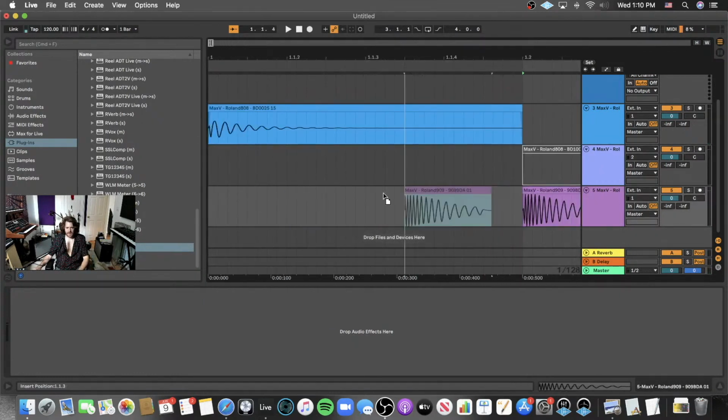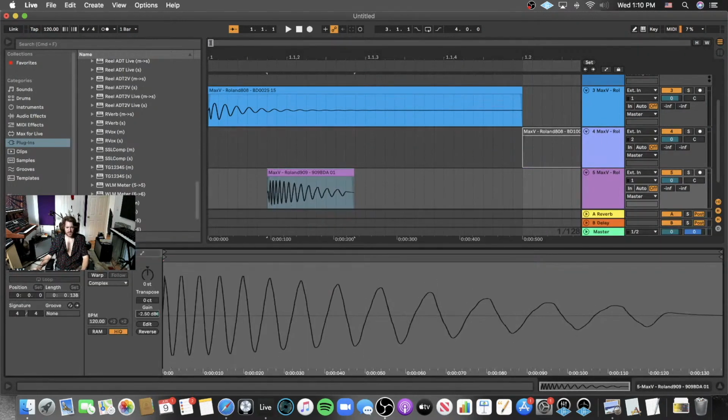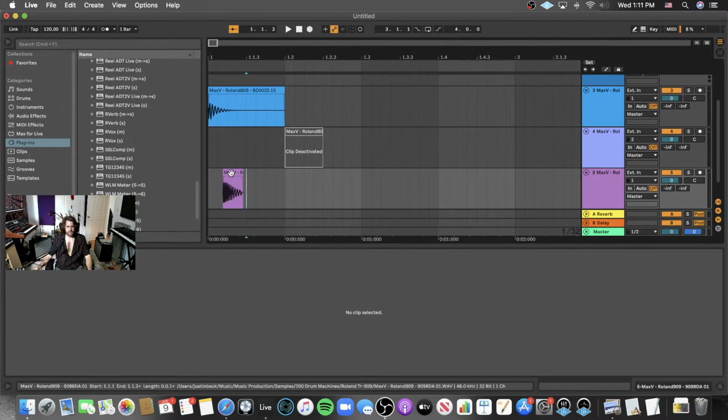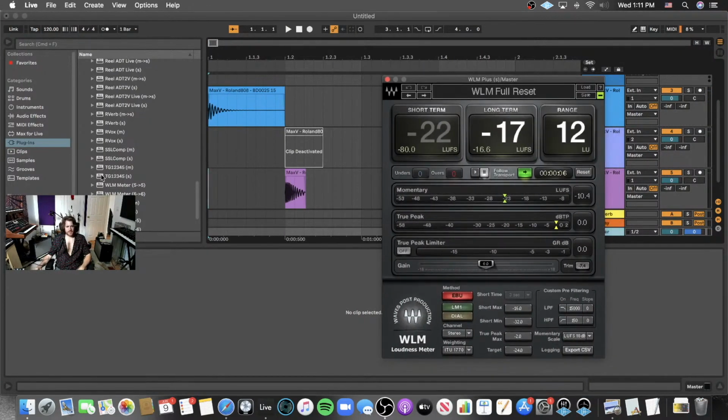Now, if we get in real close with these waves, we can see there is a little bit of a genuine difference in volume. So let's try to make them match as much as possible. That looks like it's probably around the same measured volume. And let's go between this one and this one. So what we can see is right away that the first kick sounds quieter, right? So let's jump real quick into our WLM mastering meter.